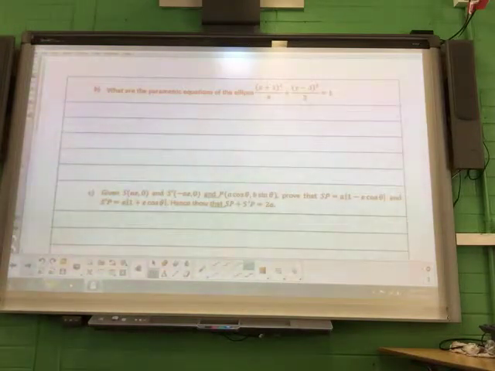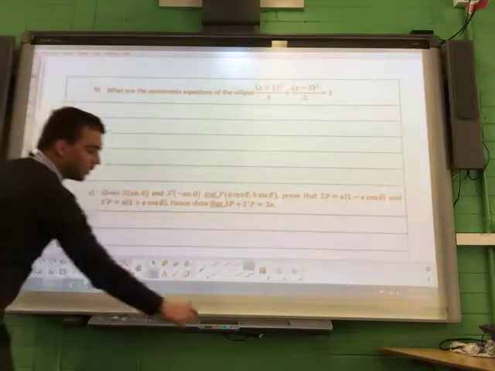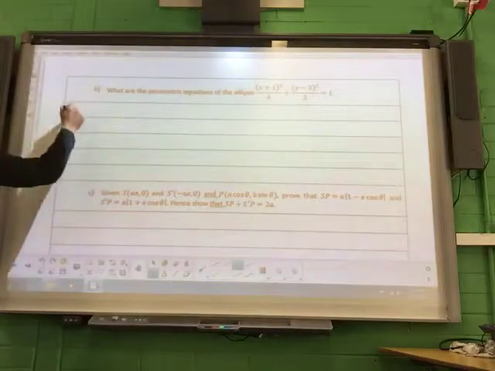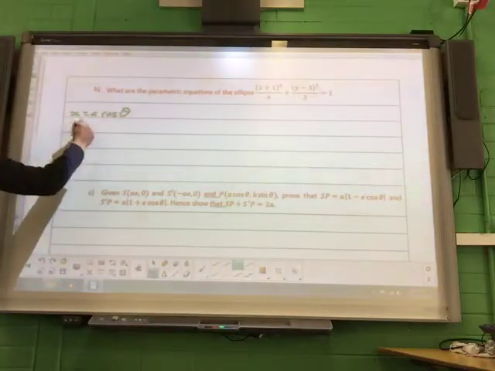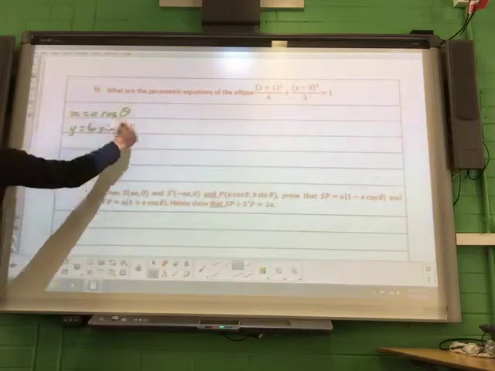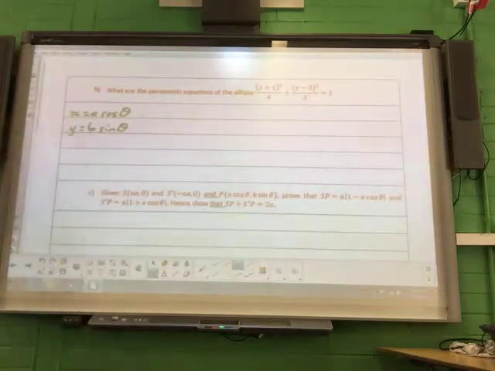Right, so what are the parametrics for the ellipse of that equation there? So now we don't have the centre at the origin, so we're going to have something a bit different to what we've already got for our parametric form. Okay, so previously we had x is a cos theta and y is b sine theta. Okay, so we're going to use that.